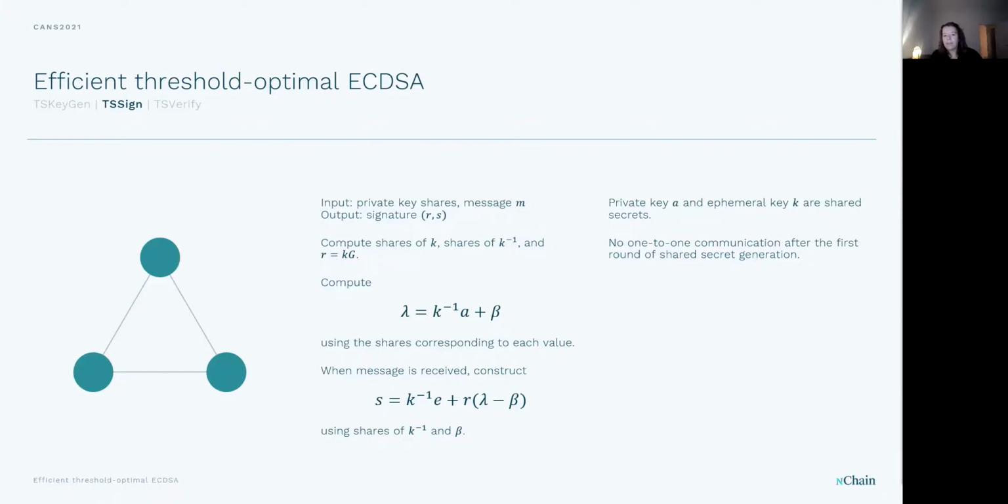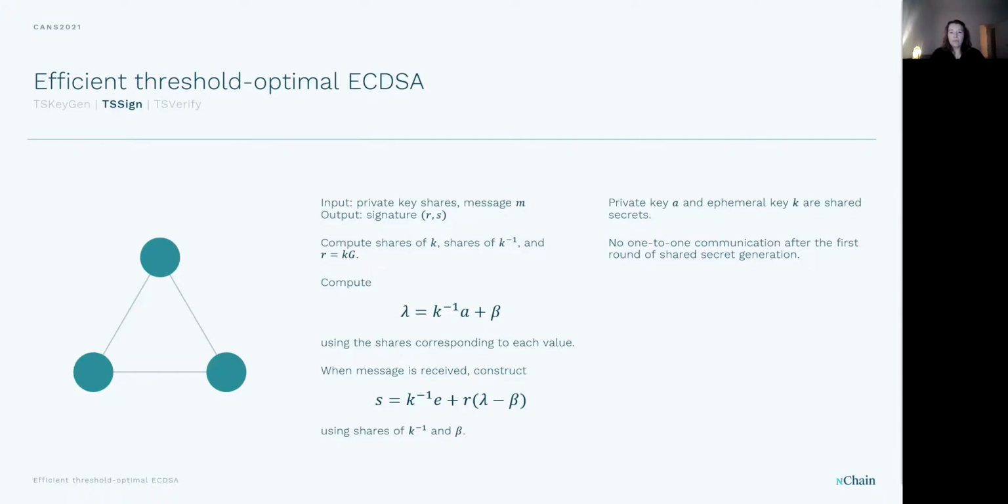And then they finally add shares of a third shared secret that we're calling beta, that they've generated, to these 2 shares, and then they're able to share this value, and then every participant can compute the result lambda. So it's really important that this third shared secret beta is added, because if you just compute K inverse times A, then once the signature is computed, it's really easy to compute the private key. So we add this shared secret to keep the security.